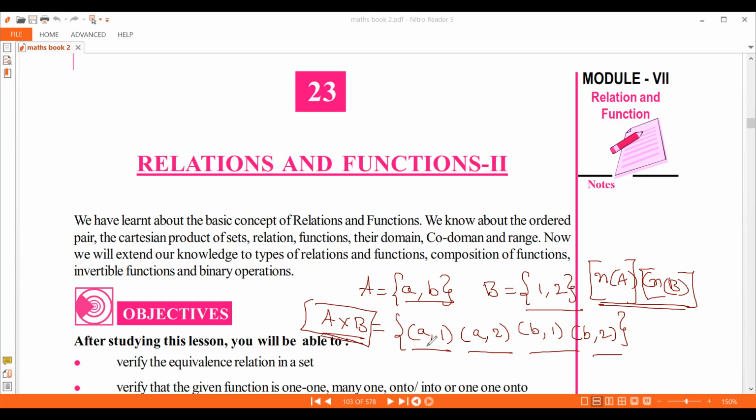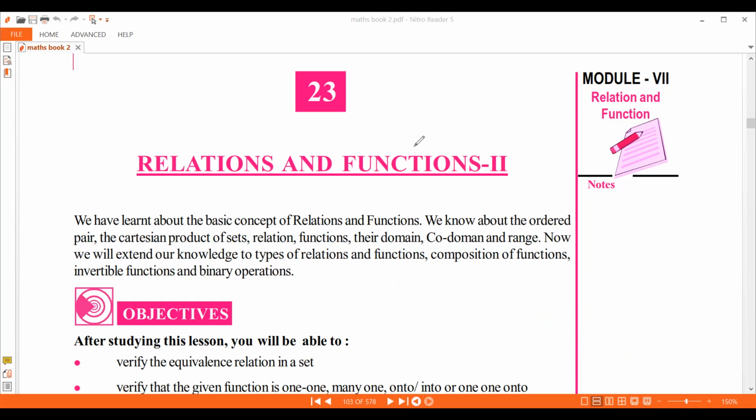And now what is a relation? It is a subset of this A cross B, one of the subsets of this A cross B. This is what we have done earlier, and now we'll go further. So it is a subset of A cross B.